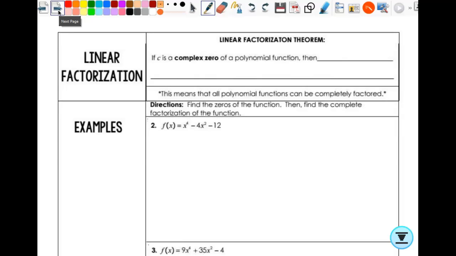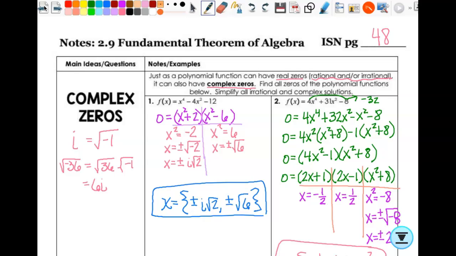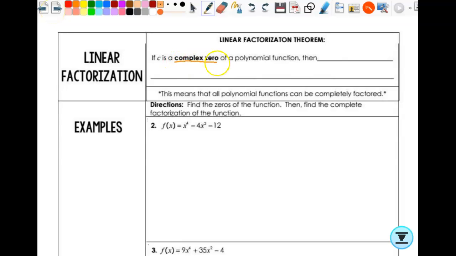All right. So let's look at how we're going to use this, for linear factorization. Because I want you to think about right here, when we factor, these two are linear factors. This one didn't have any linear factors when we were done. But this says if c is a complex 0, which it's going to be, of a polynomial function, then x minus c is a linear factor of the polynomial.